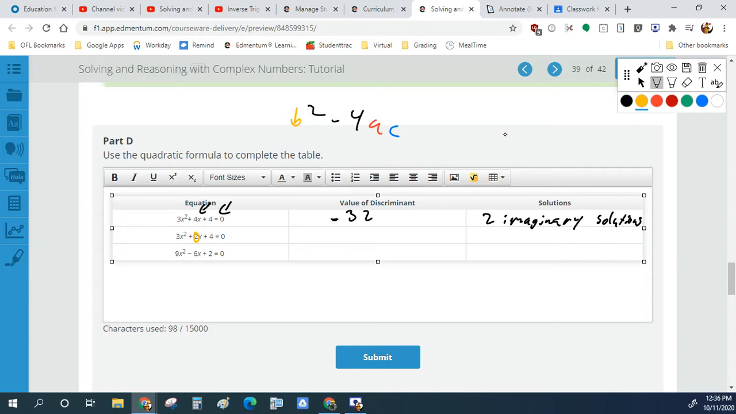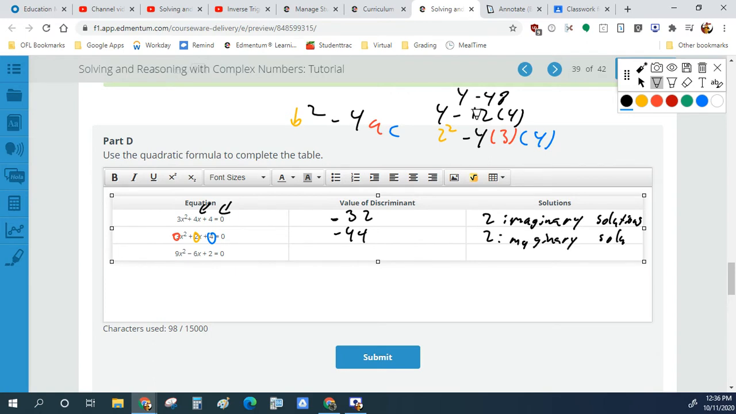So b, and then a and c. To do this, we're going to get this 2 squared minus 4 times 3 times another 4. So here I'm going to get this 4 minus 12, and so I get this negative 44. I just did that really fast, but it's just 48 minus 4. And this again is imaginary, so I have two imaginary solutions.